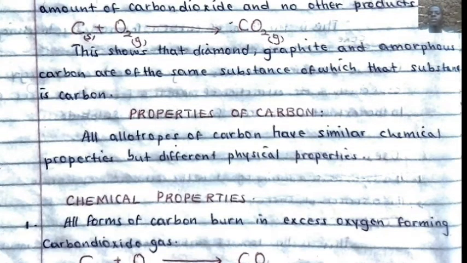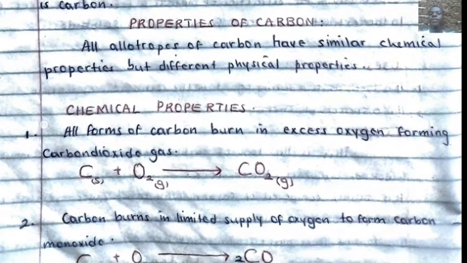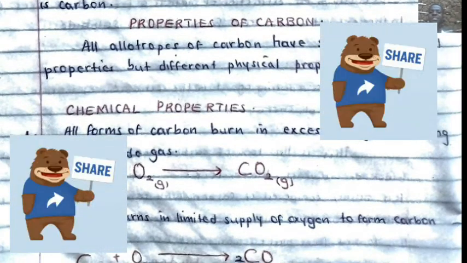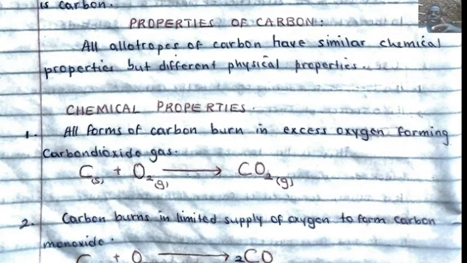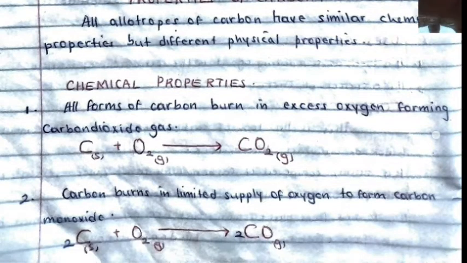So now let us look at the properties of carbon. How does carbon behave chemically and physically? All types of carbon have similar chemical properties but different physical properties. The physical properties may be different, but the chemical properties are the same. So now let us look at the chemical properties.